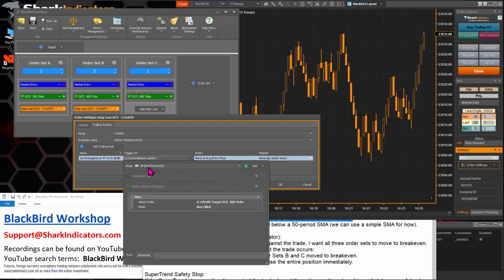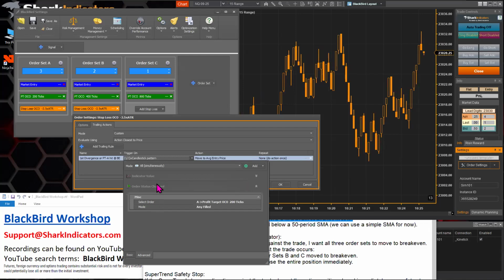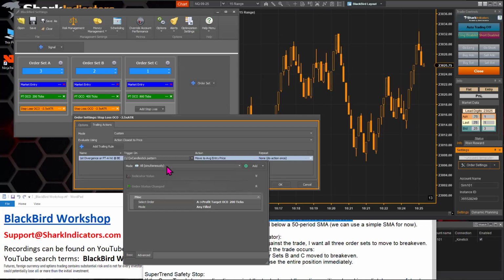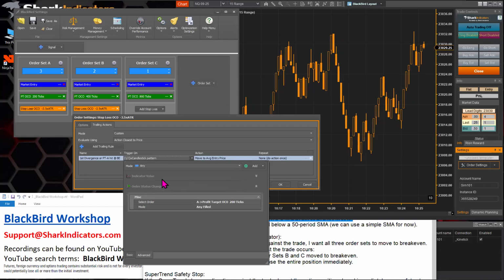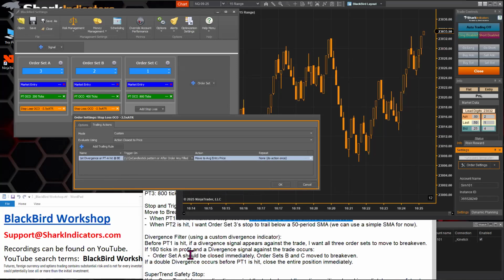Now, the mode. Obviously we're not going to get a divergence and the profit target filled simultaneously here. So we need to go back to the mode and say any, so either one of these. That's what we're looking for, just either one of these to become true, and then move our stop loss to break even there. Okay, there we have it.